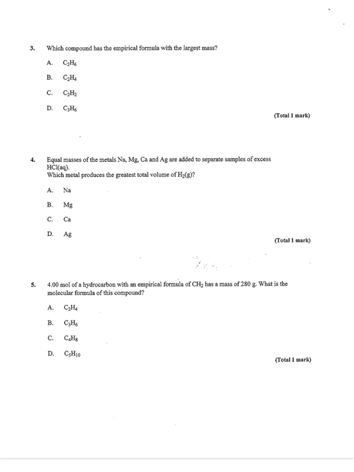Question number 3, which compound has the empirical formula with the largest mass? Well, I need to reduce each of these or simplify to their empirical formula. So I have C1H3.